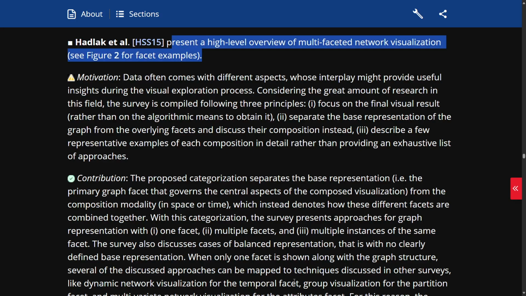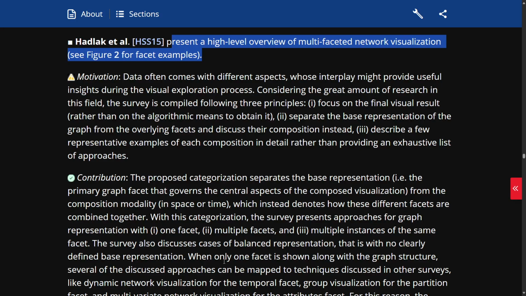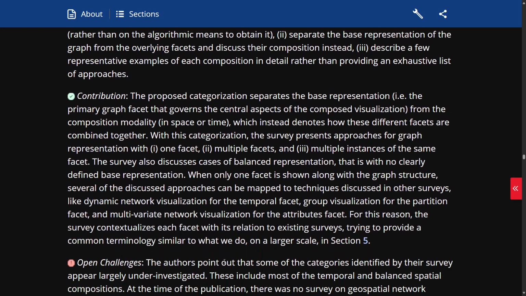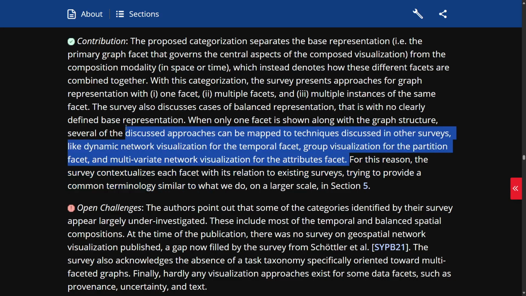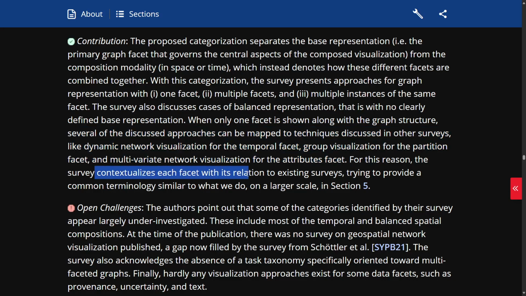When only one facet is shown along with the graph structure, several of the discussed approaches can be mapped to techniques discussed in other surveys, like dynamic network visualization for the temporal facet, group visualization for the partition facet, and multivariate network visualization for the attributes facet. For this reason, the survey contextualizes each facet with its relation to existing surveys, trying to provide a common terminology similar to what we do, on a larger scale.